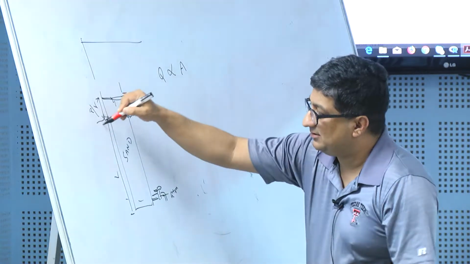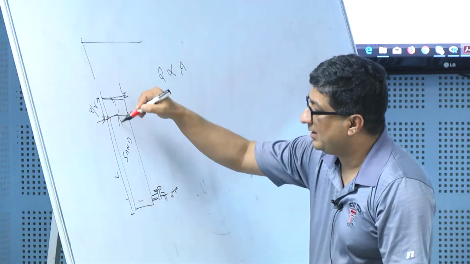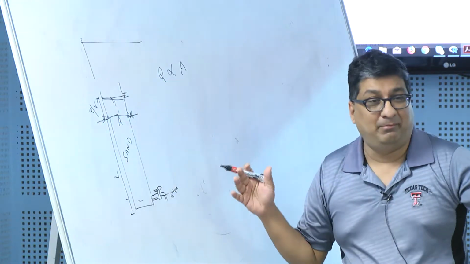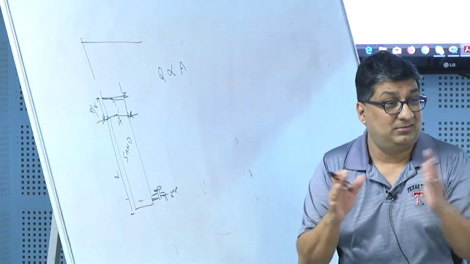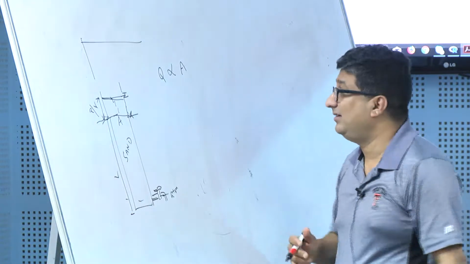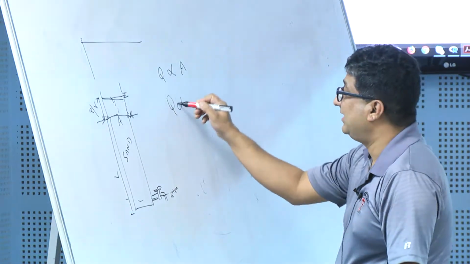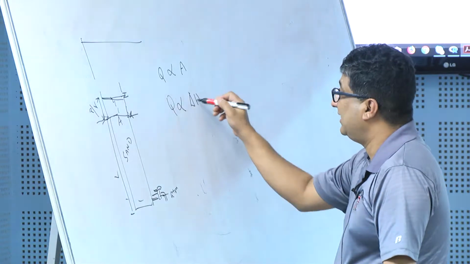of cross section, and when he made a bigger pipe, he got more flow. When he made the lesser pipe, he got less flow, and he also found that flow rate Q is proportional to the hydraulic gradient.